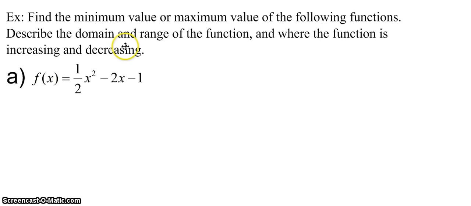I'll give you a hint if you are totally confused. You're going to need to find the vertex to do this. So, although the problem's not asking for that, that's really what you're going to need to do. Pause the video, try to do this, unpause when you're ready to discuss.